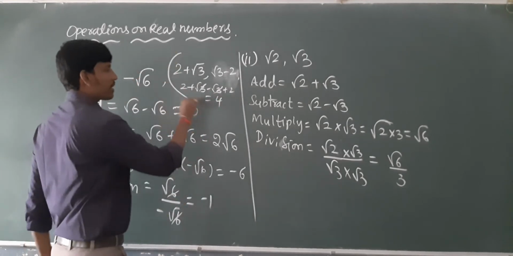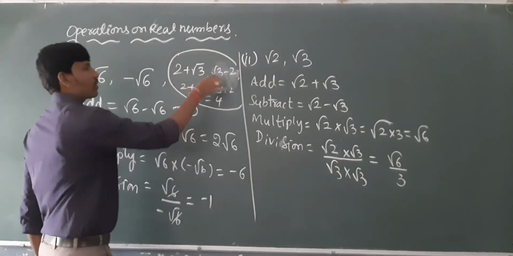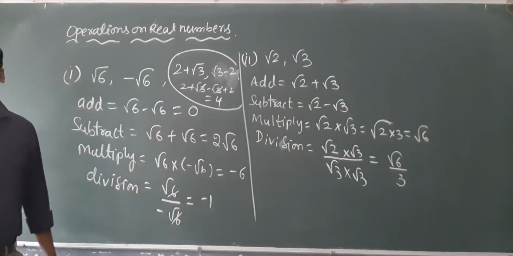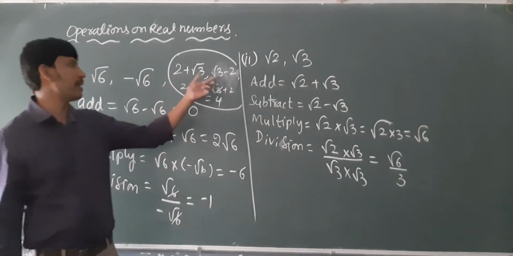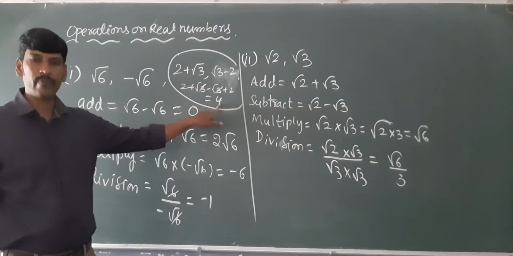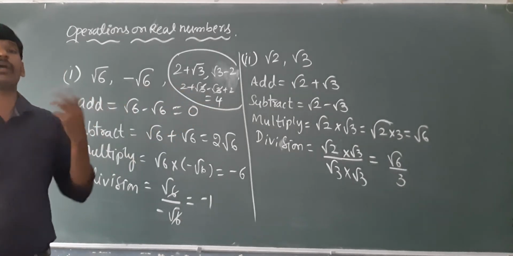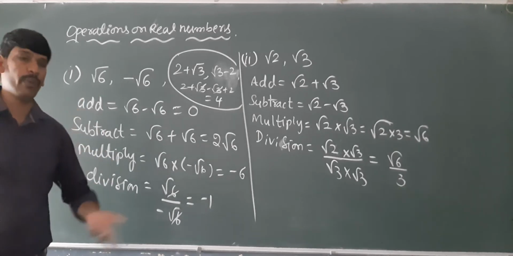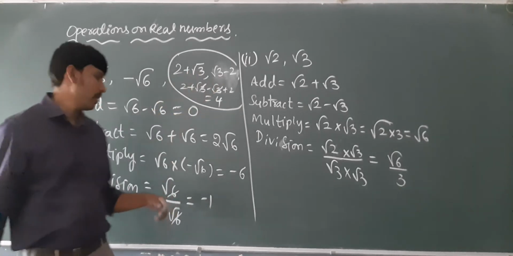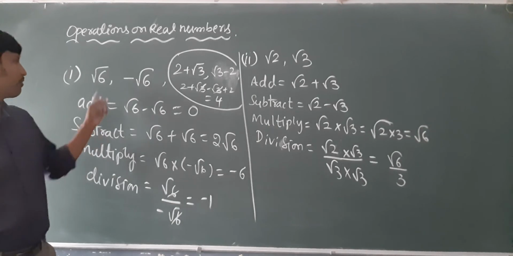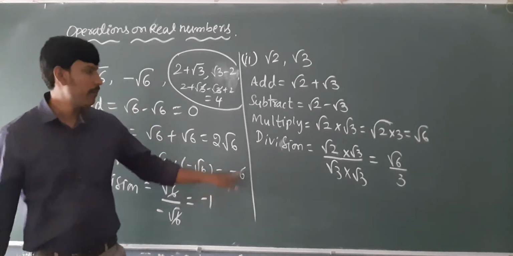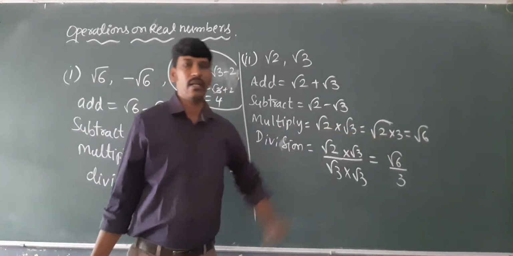Now see this here, in this case, there are two different irrational numbers. When we subtract these two, we get a rational number. So we cannot say that when you subtract two irrational numbers, it may or may not be rational or irrational. Coming to multiply, here when we multiply these two, we got an irrational number. But coming here to multiply, we got a rational number.